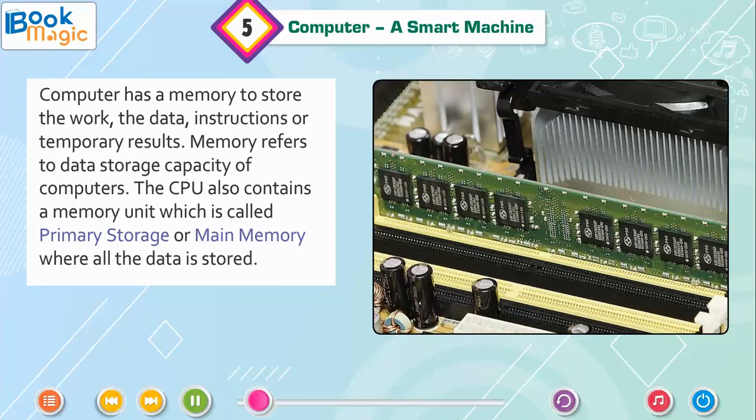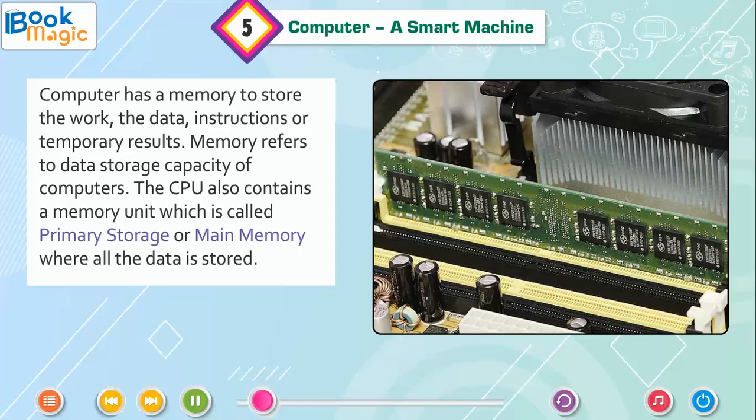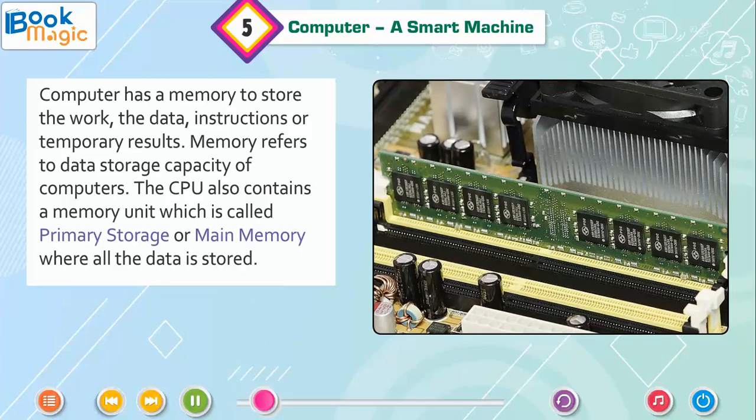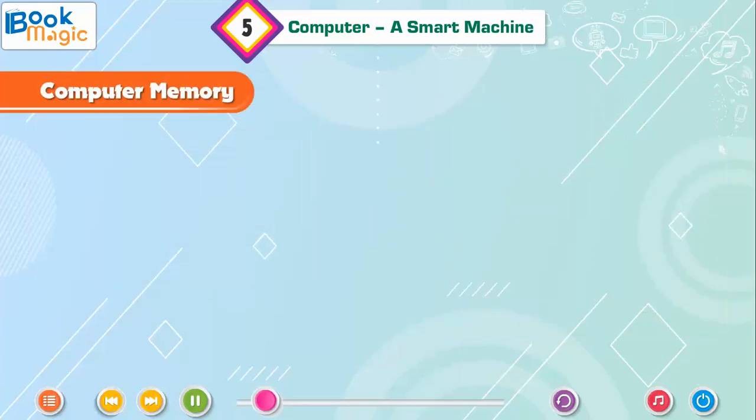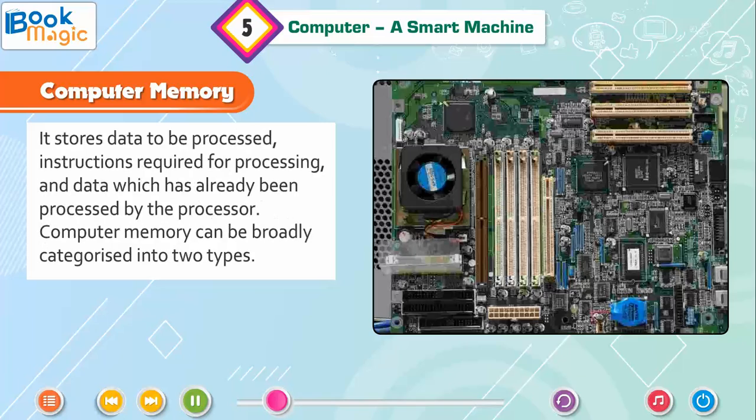The CPU also contains a memory unit which is called primary storage or main memory, where all the data is stored. Computer memory. Computer memory is a physical device capable of storing information temporarily or permanently. It works just like a human brain. It is used to store data and instructions. It stores data to be processed, instructions required for processing, and data which has already been processed by the processor.